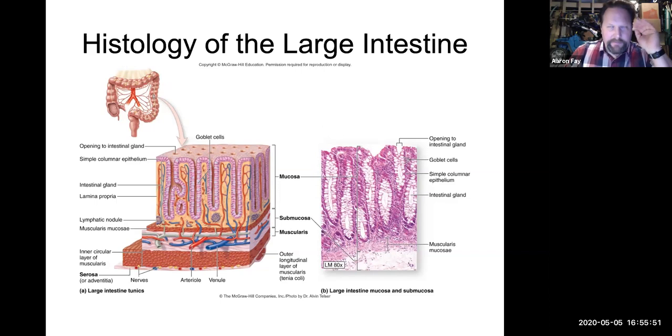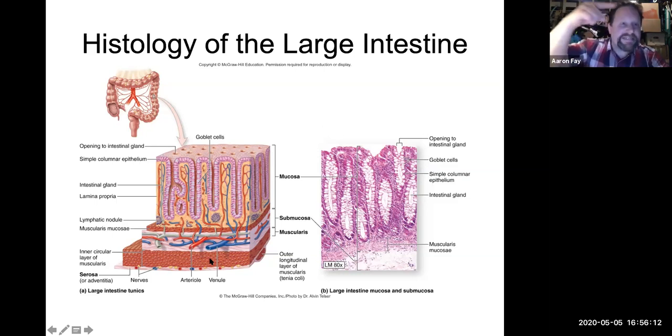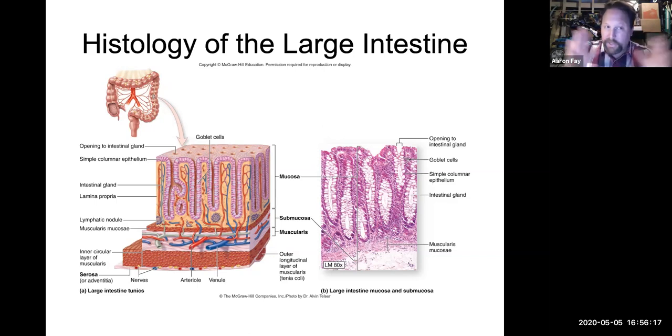The clearest, the most direct way of saying this is you are going to have a circular layer and you are going to have a longitudinal layer. The circular layer goes all the way around the wall of the large intestine. That's this one here. So the circular layer of smooth muscle, the innermost layer of smooth muscle in the muscularis, goes all the way around the colon. It is continuous. However, the outer longitudinal layer, the one that makes the GI tract shorter, is discontinuous in the colon. It does not go all the way around.